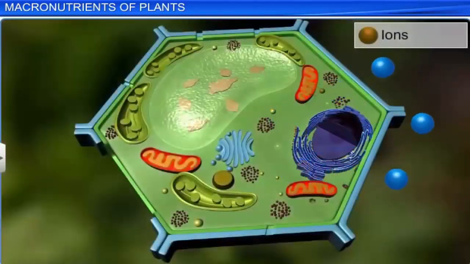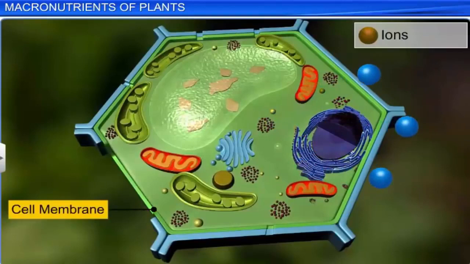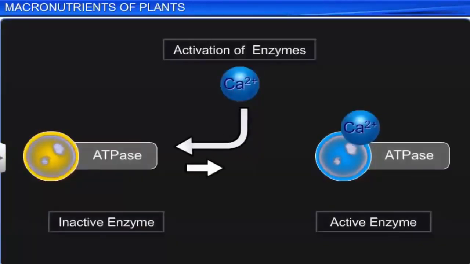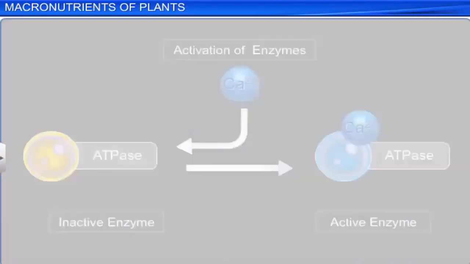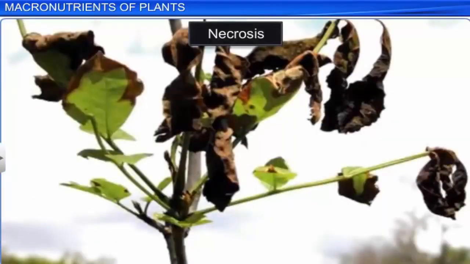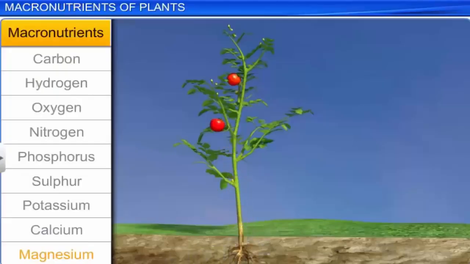It is involved in selective permeability of cell membranes. It activates certain enzymes like ATPase. The deficiency of calcium leads to the death of meristematic tissues, stunted growth, and necrosis. Magnesium is absorbed as exchangeable cation in the soil.